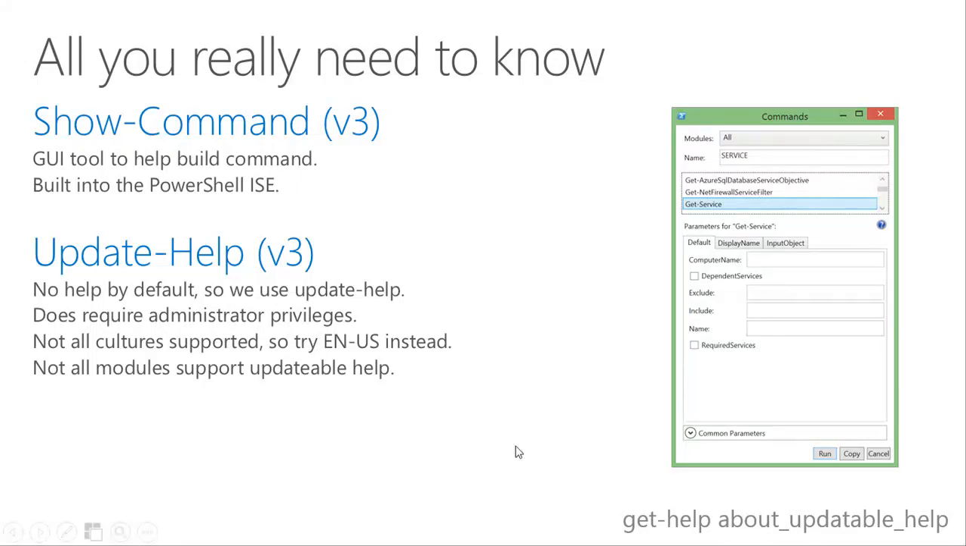It's good, but it does require administrator privileges. Don't get caught out by that. That's probably what I did. I probably quickly ran Update-Help while racing to the plane and forgot that it requires administrator privileges. For those of us not in en-US, sometimes the help's not available, so when we run Update-Help, just put -UICulture en-US. Not all modules support it, but generally speaking, as they're being updated, they're all now supporting updatable help.